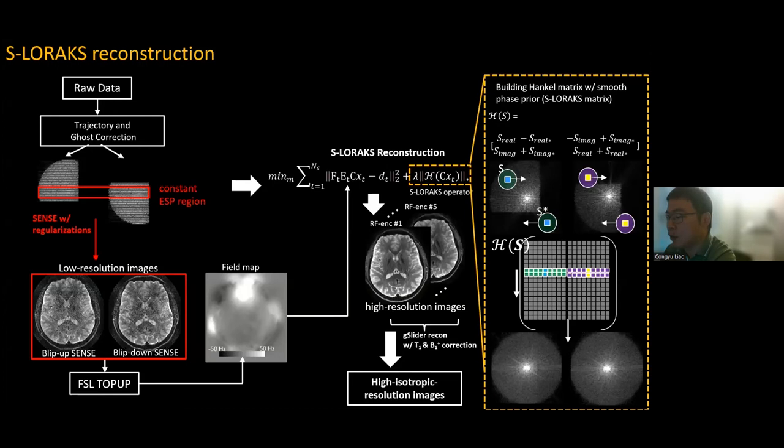high slice resolution volume. So after talking about the reconstruction pipeline, we want to characterize the performance of the S-Lorex reconstruction in reconstructing the missing partial Fourier data. So for the BUDA circular, first we just do some simulation. The BUDA circular EPI with 5/8 readout and phase encoding partial Fourier was simulated from a reference BUDA standard EPI dataset using the circular sampling mask.